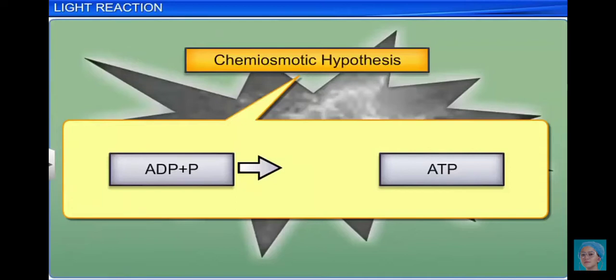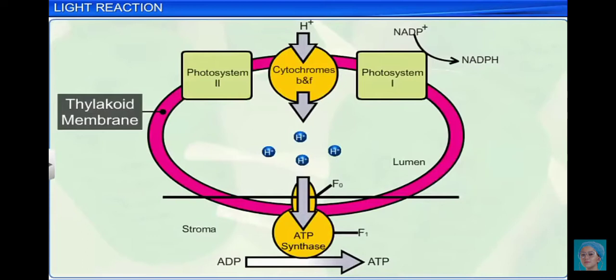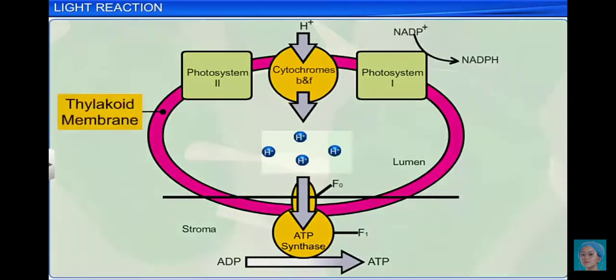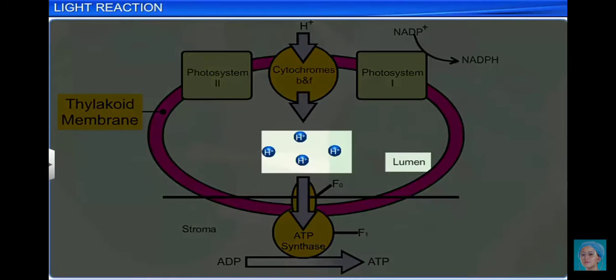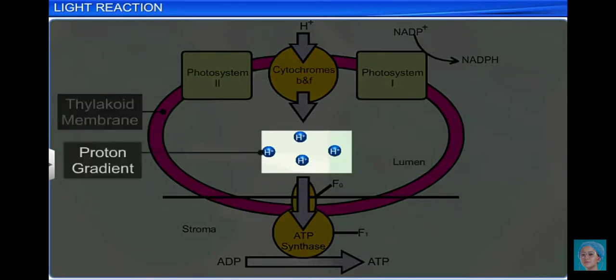This explains the mechanism of ATP synthesis. ATP synthesis is linked to the development of the proton gradient across the membrane. The protons accumulate towards the inside of the thylakoid membrane in the lumen. Let's discuss the steps that help develop the proton gradient along the membrane.